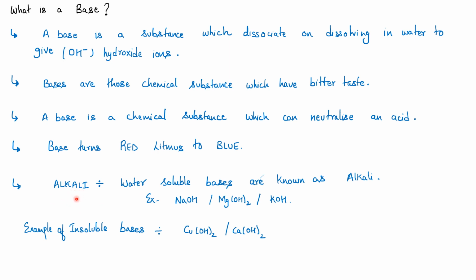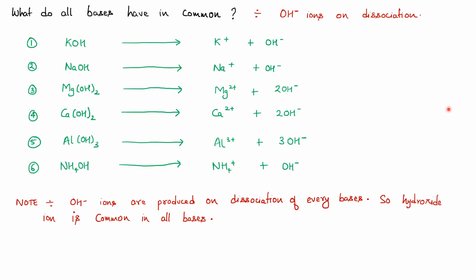And what are alkalis? What is the difference between a base and an alkali? So all the water soluble bases are known as alkalis. Those bases which are soluble in water are known as alkalis. Examples: sodium hydroxide, magnesium hydroxide, potassium hydroxide, these are examples of alkalis. It means these bases are water soluble. And examples of insoluble bases are copper hydroxide and calcium hydroxide. So we can give a conclusion that all alkalis are bases, but not all bases are alkalis. Okay, alkali stands for water soluble base.